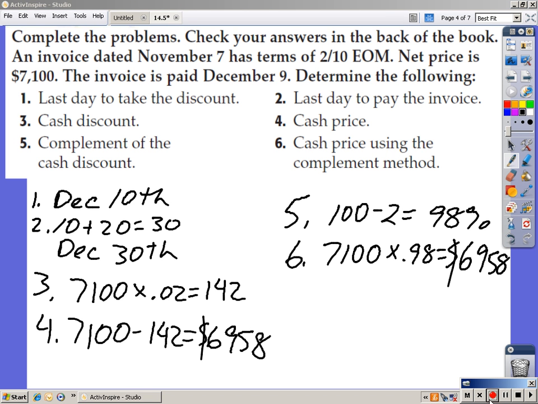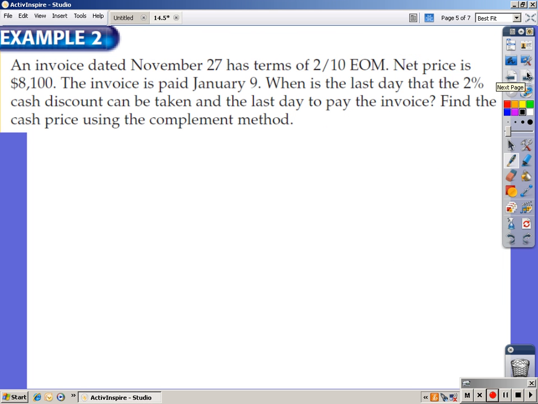Now, let's take a look at the next example. Here we go. It says, an invoice dated November 27th has terms of 2/10, end of the month. Your net price is $8,100. The invoice is paid January 9th. When is the last day that the 2% cash discount can be taken and the last day to pay the invoice? Find the cash price using the complement method.